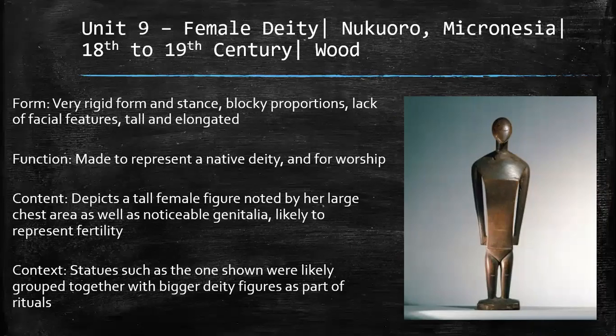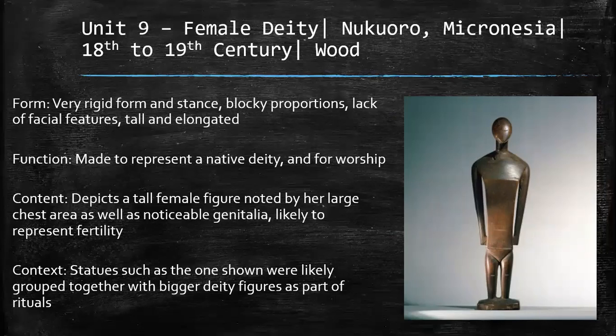She doesn't have a face. She doesn't have any features besides the fact that you can see she has a broad chest. And if you look closely in her crotch area, you can see female parts there. And this goes back to that theme of fertility that was seen in the figure from Mexico. As she doesn't really have a face, she has no identifying characteristics other than that she's clearly female.